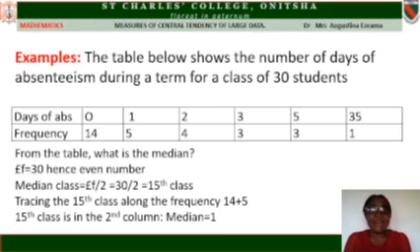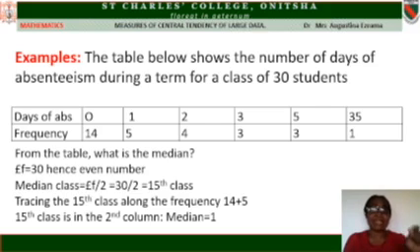So 30 divided by 2 will give you 15. And this means that the 15th class falls where we are going to trace now. You start tracing from the frequency. We have 0, 14, 1, 5. Then 14 plus 5 gives you what? 19. And the 15 falls in that very particular class.